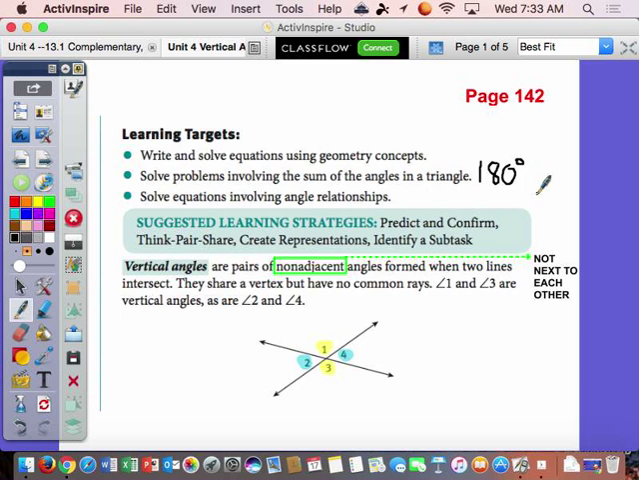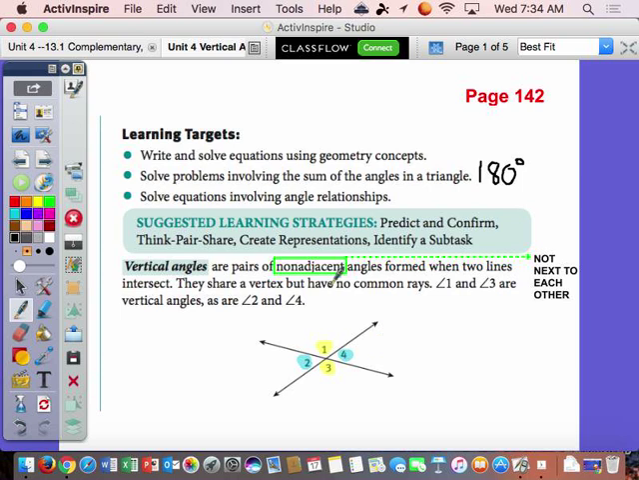All right. So vertical angles are pairs of non-adjacent angles formed when two lines intersect. They share a vertex but have no common rays. Okay. So the vertex is right here where the four angles meet. Angles 1 and 3, that's why they're highlighted in yellow, are congruent, are the same size. As you can tell, they're the big angles in this particular example. And angles 2 and 4 are congruent, are the same size, and as you can tell, they're the smaller angles, or the acute angles in this particular example.